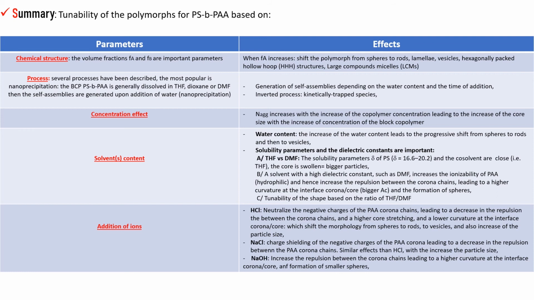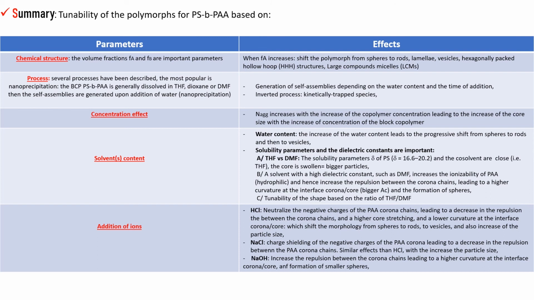Regarding the addition of ions, HCl neutralizes the negative charge of the corona chains, made of polyacrylic acid, leading to a decrease in the repulsion between the chains, a higher core stretching, and a lower curvature at the interface corona core, which shifts from sphere to rod to vesicles and increases the size of particles as well.